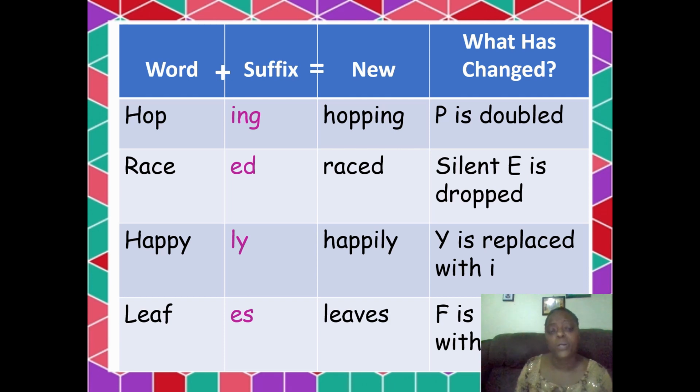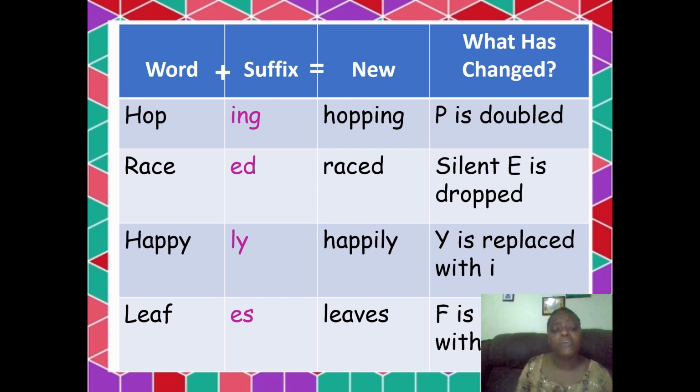Then we have the word happy, and we want to add the suffix ly. The first thing we have to do is to drop the Y. When we drop the Y, we add an I. Some persons say change the Y to I, and then we add our ly. So we have happy plus ly equals happily. But what has changed? The Y has been replaced with I.